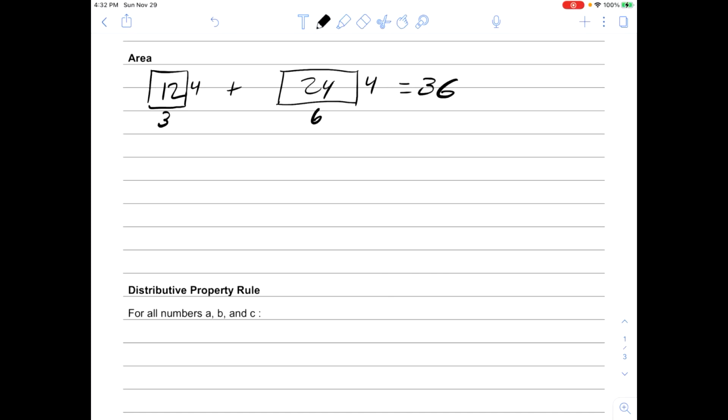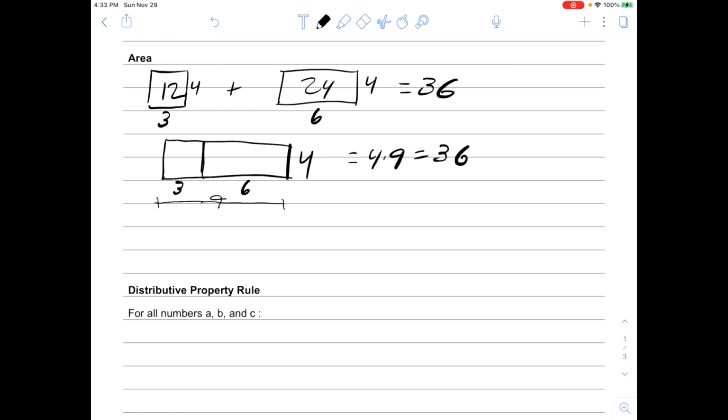Now, there's a second way I could solve this problem. Let's say that I push those two rectangles together. Because these both had a height of 4, they would turn into one long rectangle. This one had a width of 3, this one had a width of 6, so all together, the whole thing has a width of 9. If I wanted to find the area, I would do 4 times 9, and that still gives me 36.